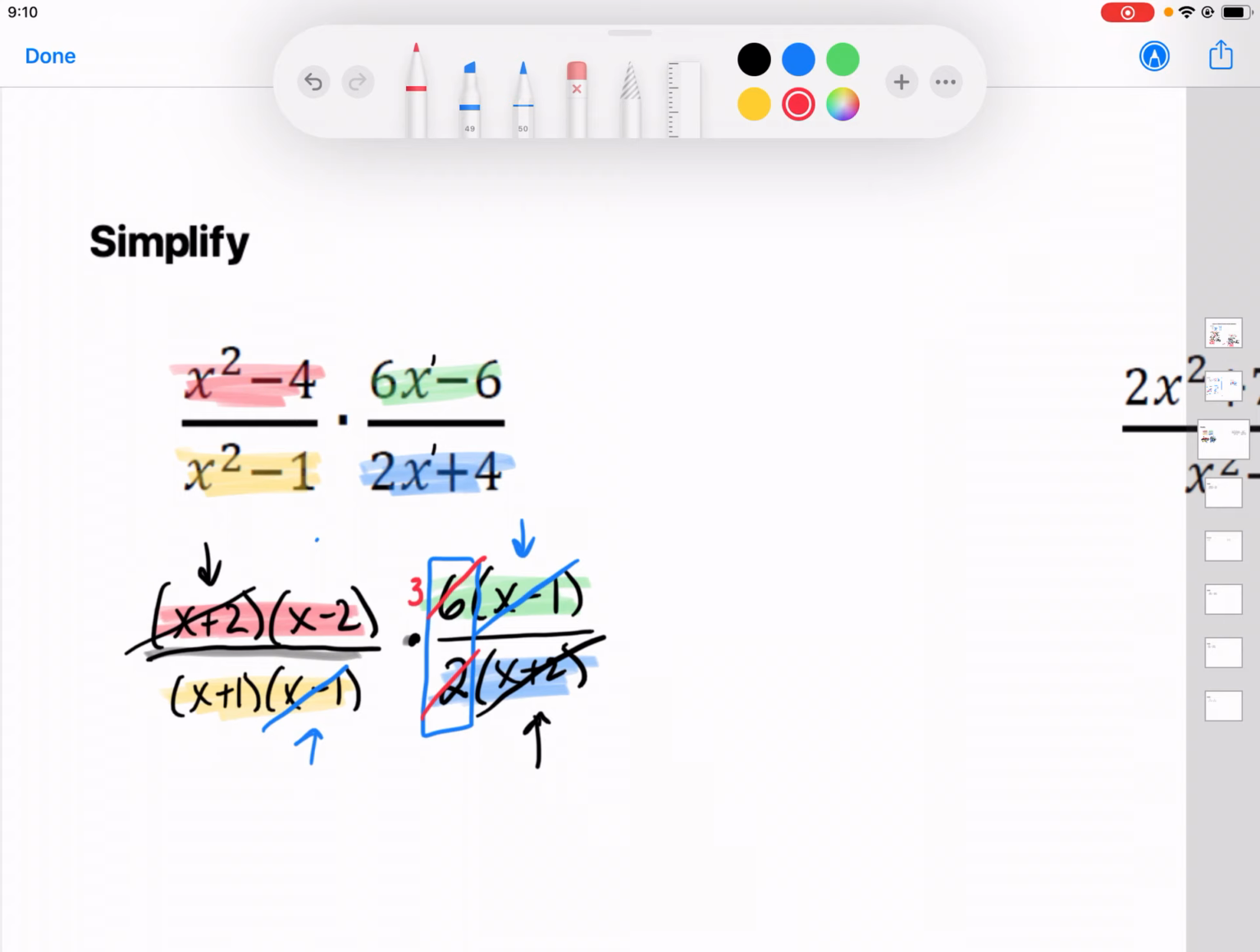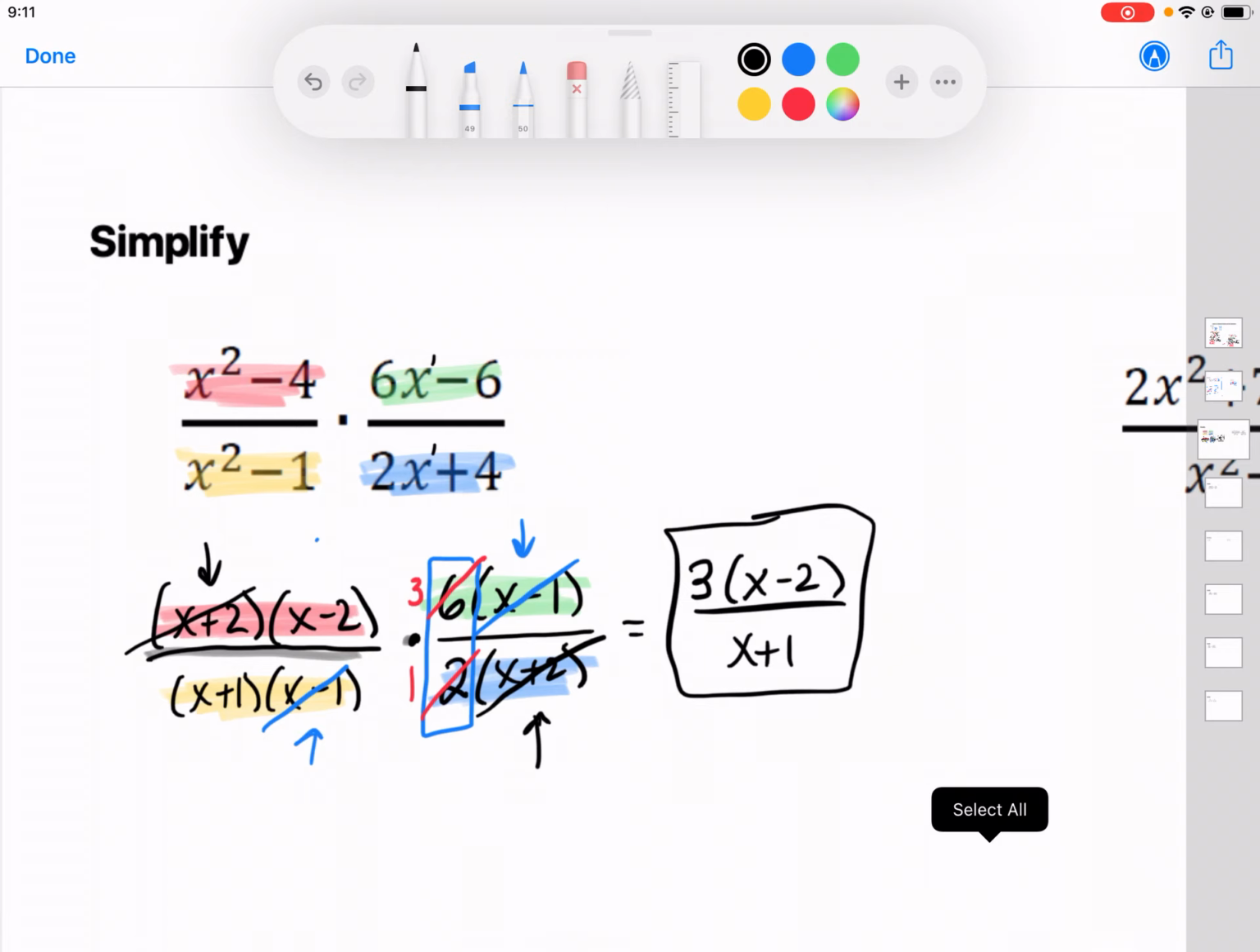so 6 divided by 2 is 3, 2 divided by 2 is 1, and then I'm going to go ahead and multiply straight across with everything that's left over. So there's the 3 left over. I like to write that one first. And then on the top, there's just x minus 2. On the bottom, there's a 1. I don't need to write that, but there is an x plus 1. You can put it in parentheses. You don't have to, though. That's your answer.